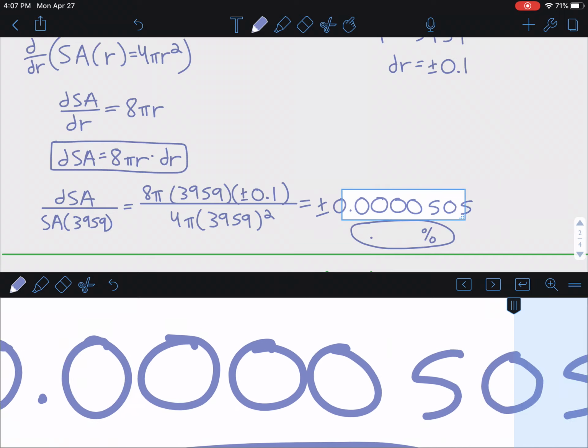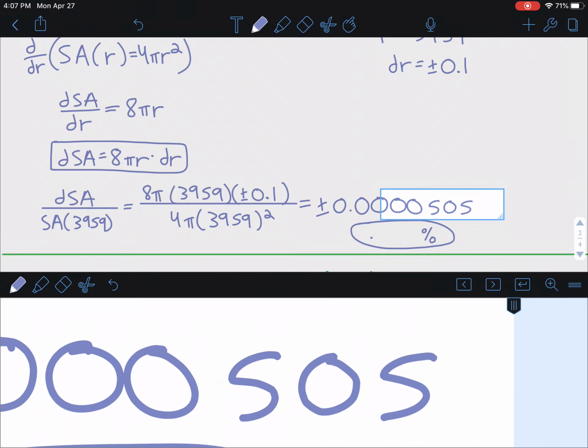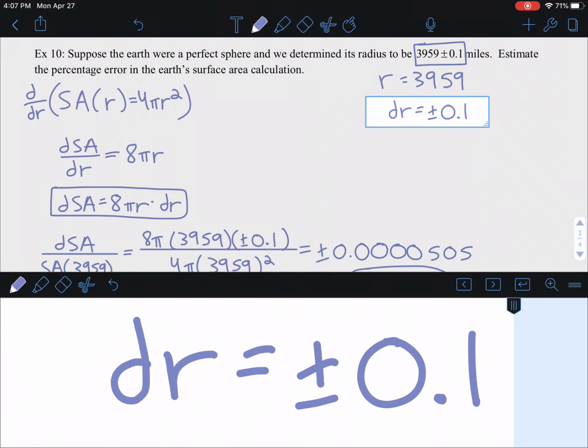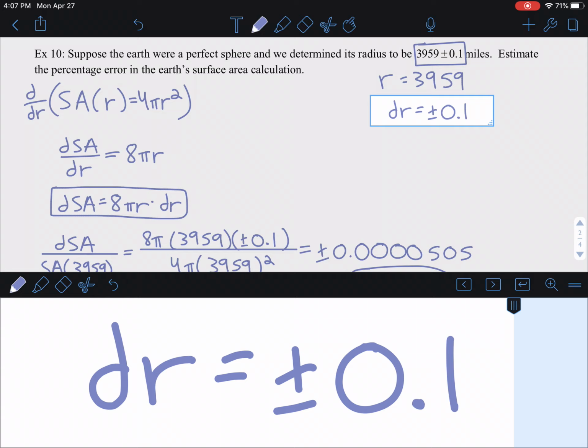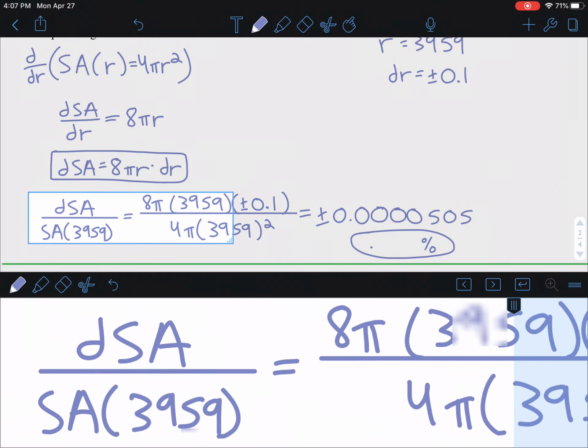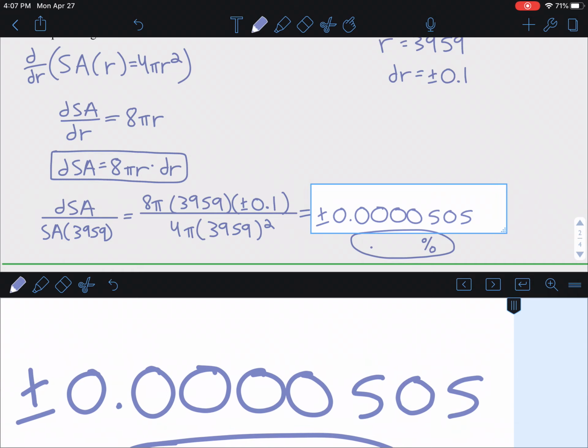All right, but this is actually the relative change, right? So by the way, just to think about what this is saying, if our estimation of the radius of the Earth is off by just 1/10 of a mile, 1/10 of a mile is not an insignificant amount, right? 528 feet, right? But in regards to the effect it would have on the surface area of the Earth, that's a very tiny number, right?